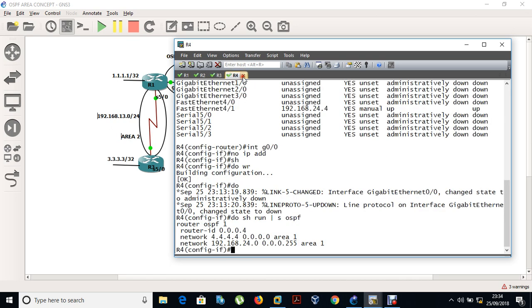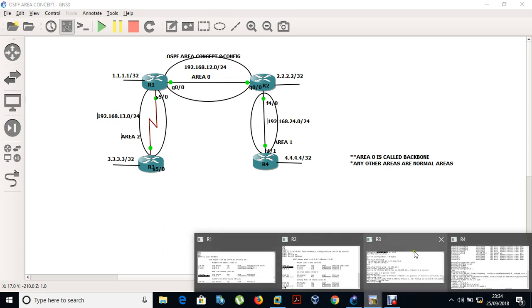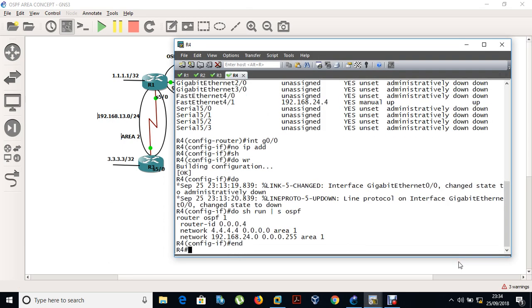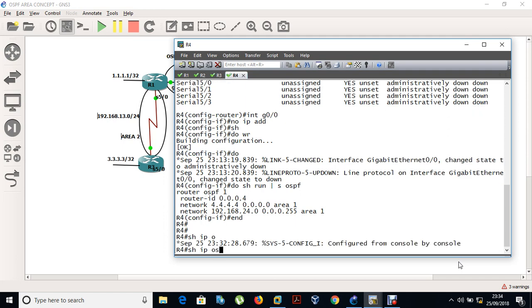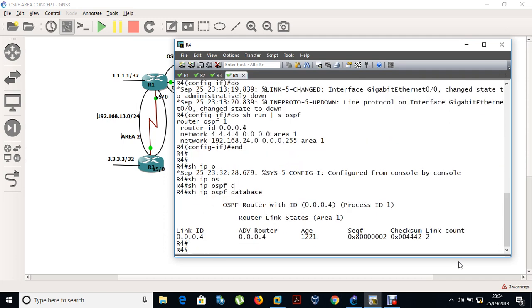If you go to R4, which connects to R1 here, it will just show you, with show ip ospf database, that it is area 1 and has only connected routes. What is the show ip interface brief?